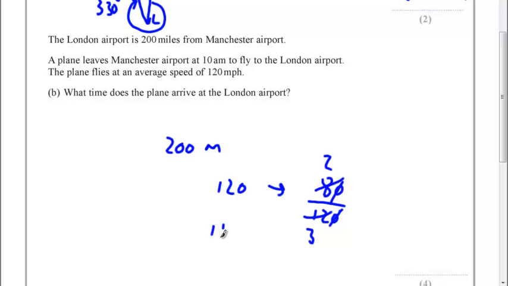So we've got 1 hour plus 2/3, and 2/3 of an hour is 40 minutes. What time does the plane arrive at the London airport? So it left at 10 AM, takes an hour and 40 minutes to get there. 11:40 AM.